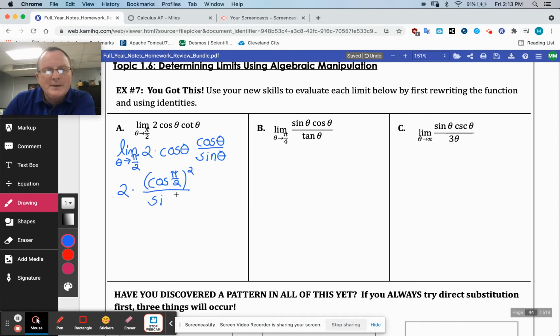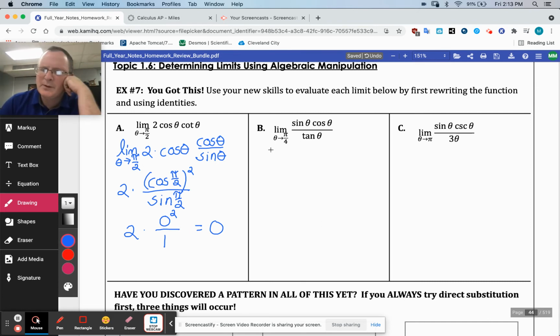Now notice I've dropped the limit notation because I'm actually evaluating now. And so looking back at our unit circle one more time that we built up above, I'll have 2 times the cosine of pi over 2, which is the x coordinate, so that is 0. And the sine of pi over 2 is the y coordinate, and so that is 1. And all of this multiplied together is just going to be 0. Cool.